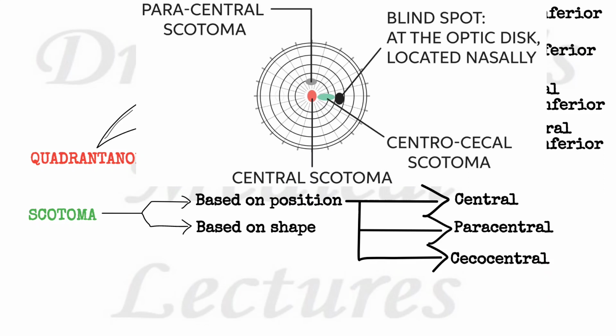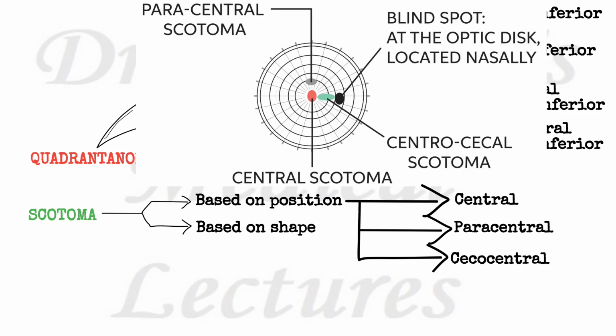A central scotoma typically occurs in optic neuritis, whereas paracentral scotoma may be seen in glaucoma or lesions affecting the optic disc, such as papilledema. A cecocentral scotoma is usually caused by disease of papillomacular bundle or intrinsic optic nerve tumors.